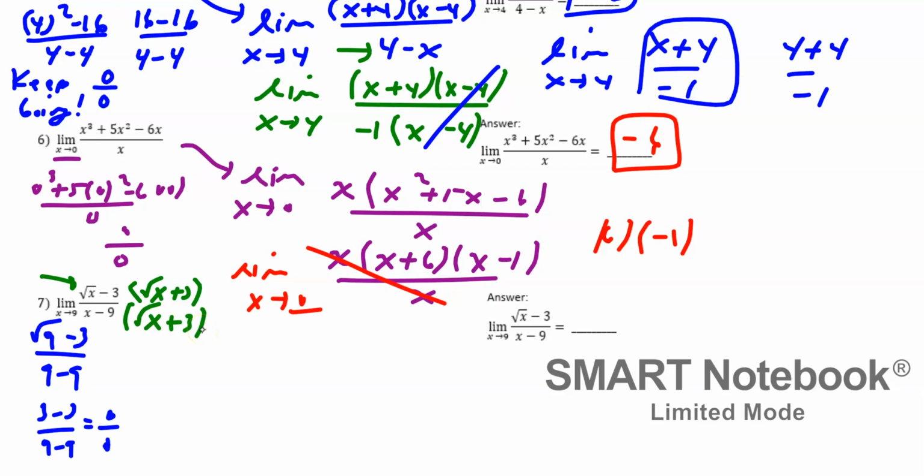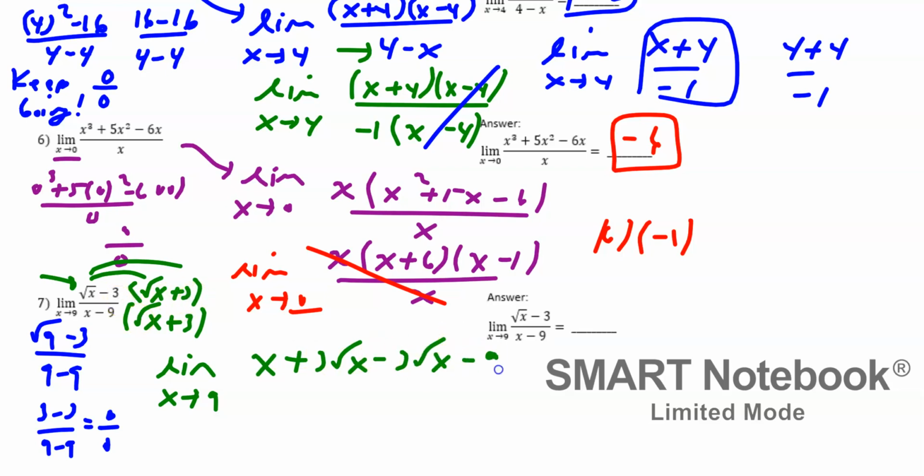My suggestion would be to always multiply out the top, but not necessarily the bottom. So if you were doing this first piece, you would FOIL this. You'd have root x times root x, so you'd have the limit as x is approaching 9. Root x times root x is x. Root x times 3 is plus 3 root x. Negative 3 times negative root x is minus 3 root x. And then negative 3 times positive 3 is -9. So that's my new numerator after the conjugate.